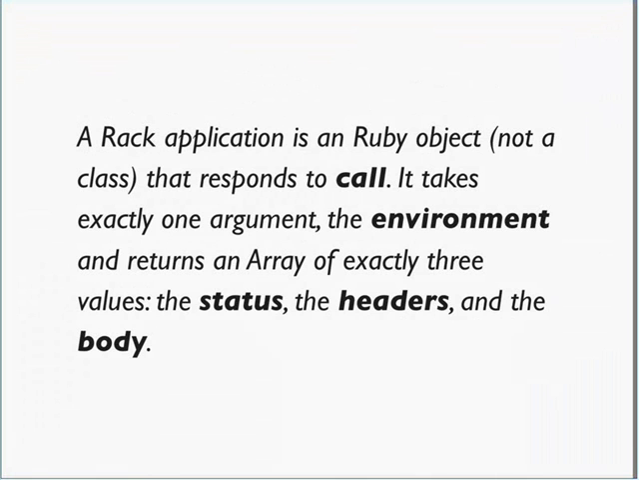And so now we have our basic data structures in place. We have a request and a response, and that's pretty much all that goes into HTTP. And so the only thing really left is the call model. So how do you actually make an HTTP request on an object? And so quoting from the Rack SPEC now, a Rack application is a Ruby object, not a class, that responds to call. It takes exactly one argument, the environment or the request, and returns an array of exactly 3 values, the status, the headers, and the body, or the response triple.